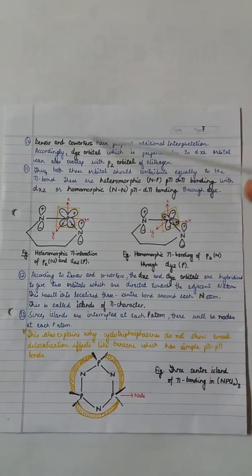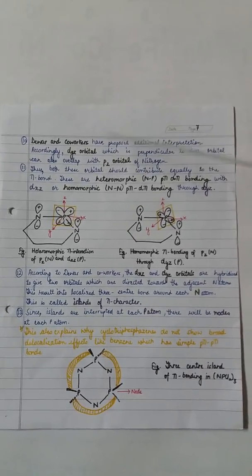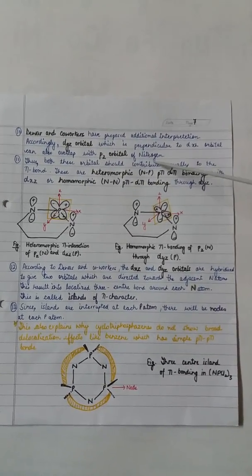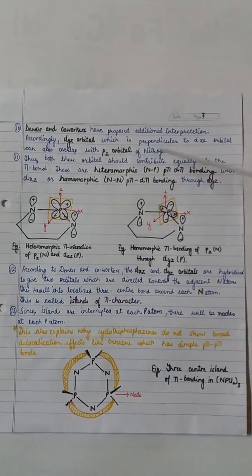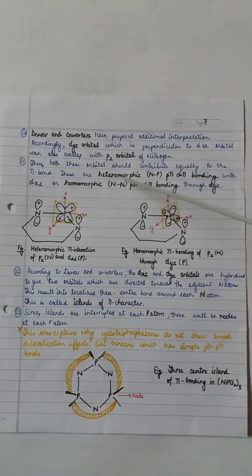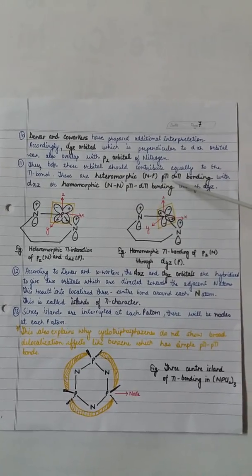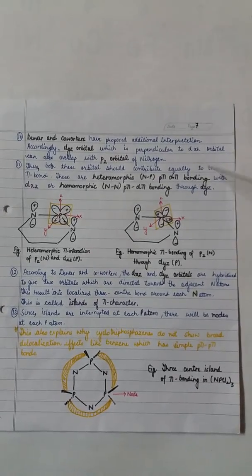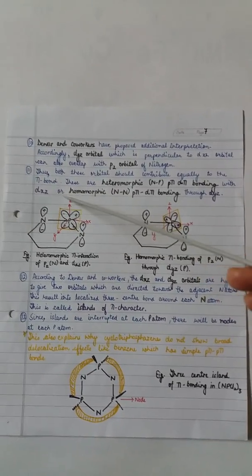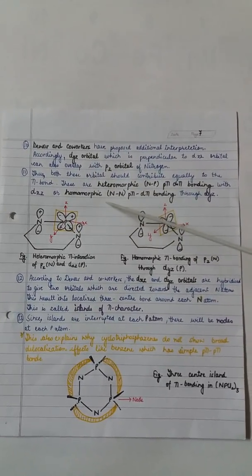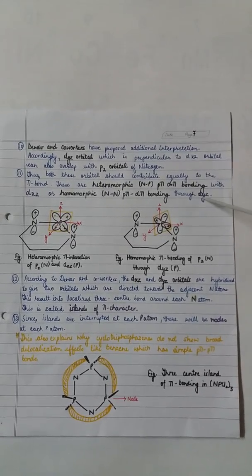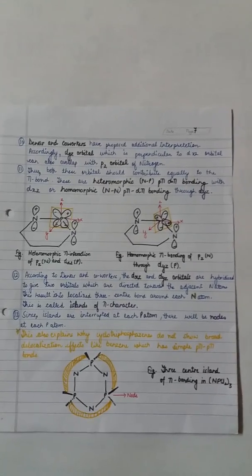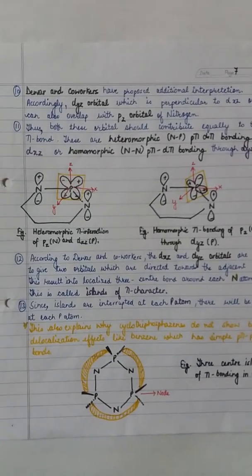So Dewar and co-workers said that the dyz orbital can also overlap with the pz orbital of nitrogen. Thus both these orbitals should contribute equally to the pi bond. These are heteromorphic N-P, that is p pi d pi bonding, which we have studied previously, with dxz, and this one is the homomorphic nitrogen and phosphorus p pi d pi bonding through the dyz. In the structure it will be more clear to you.